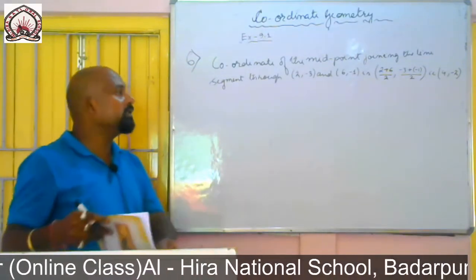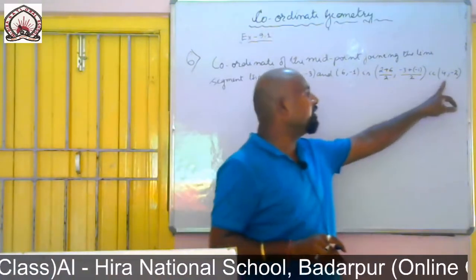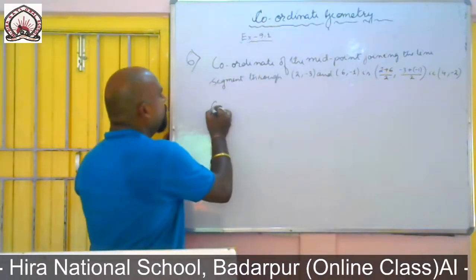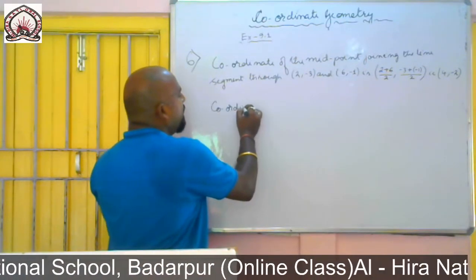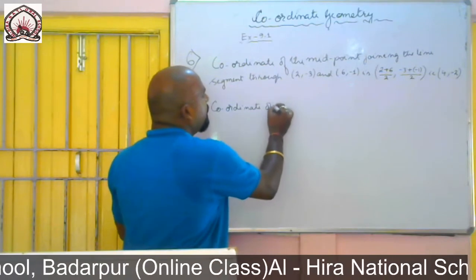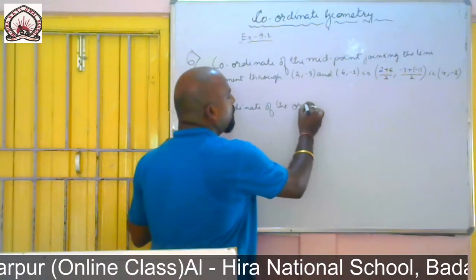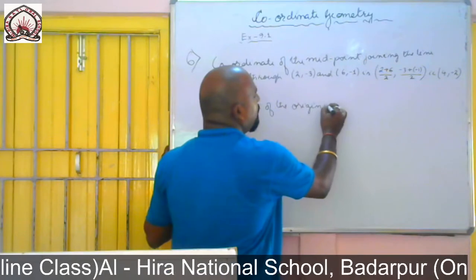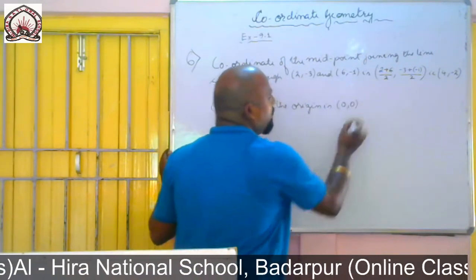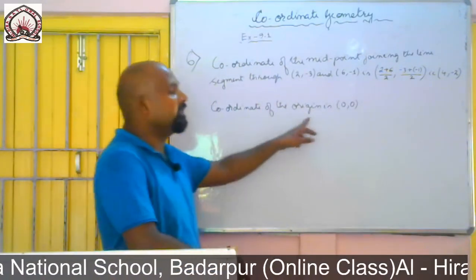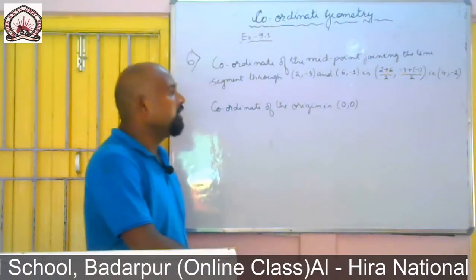Now we are getting the coordinate of one point, and the coordinate of the origin is how much? We know 0, 0. The coordinate of the origin is 0, 0.